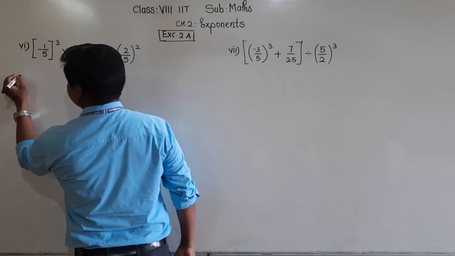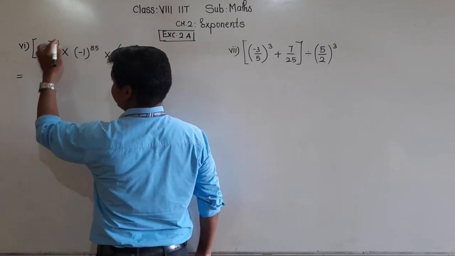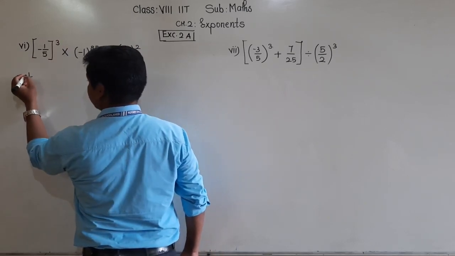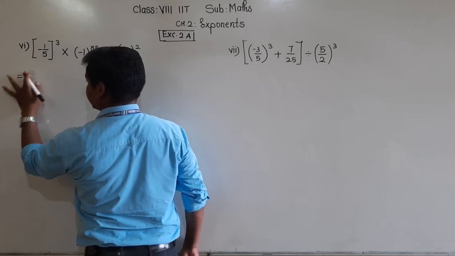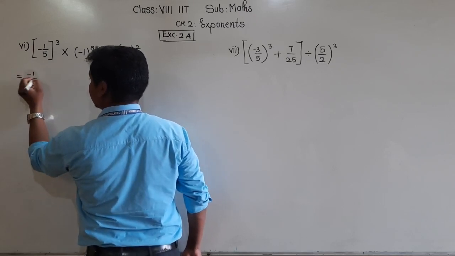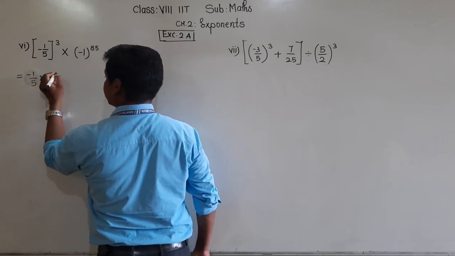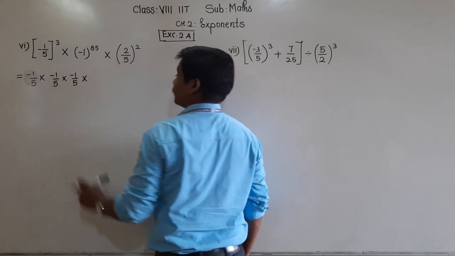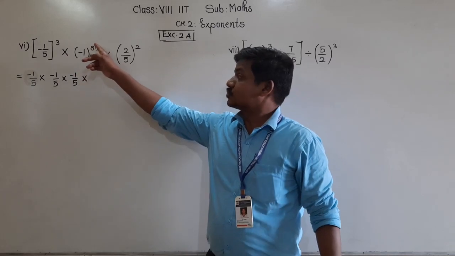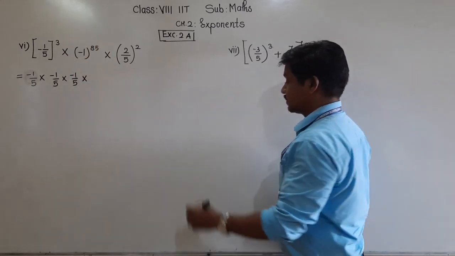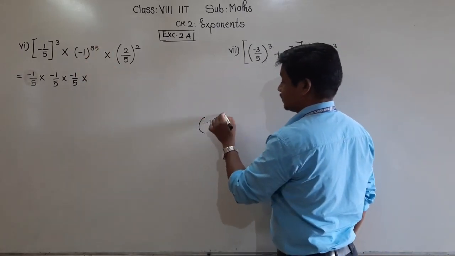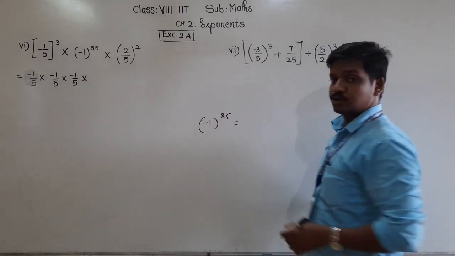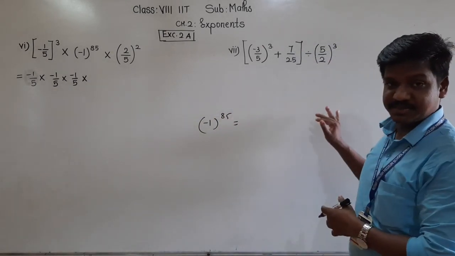So let's expand this. Minus 1 by 5 raised to the power 3, that means 3 times multiplication of minus 1 by 5 into minus 1 by 5 into minus 1 by 5 into minus 1 raised to the power 85. So what is the value of minus 1 raised to the power 85? Are you going to write minus 1 85 times?